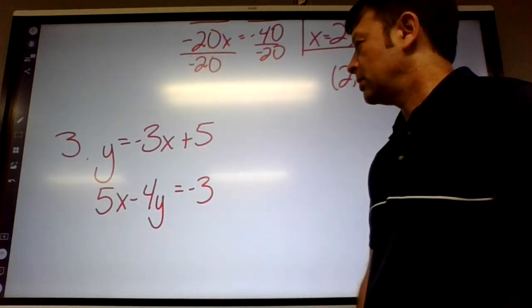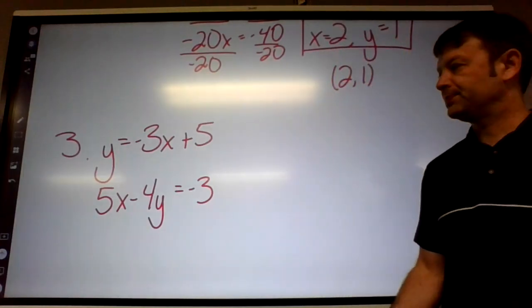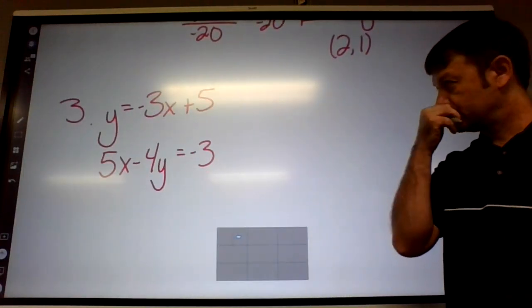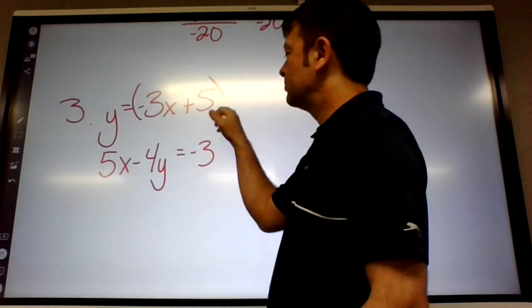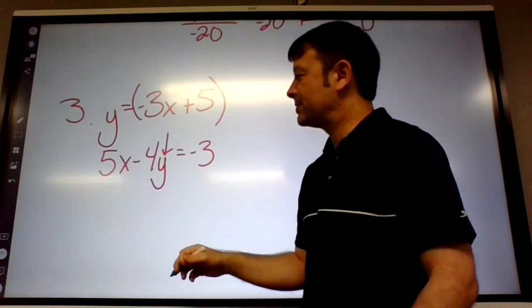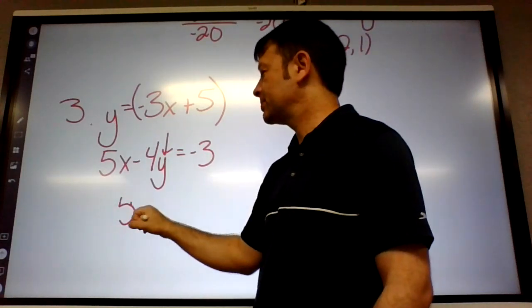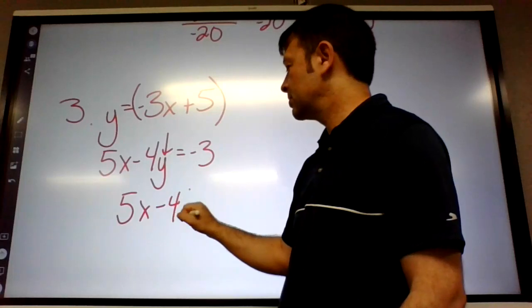Alright, so Paxton, what will happen on this one? Okay, so basically, for the y spot, you would plug in negative 3x plus 5. So I'm going to rewrite the second equation, or sorry, 5x minus 4.